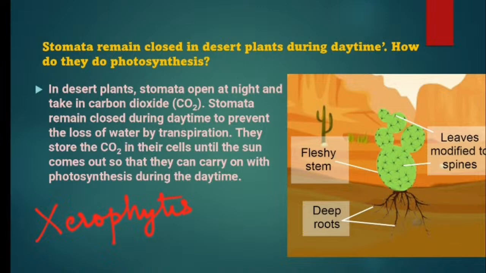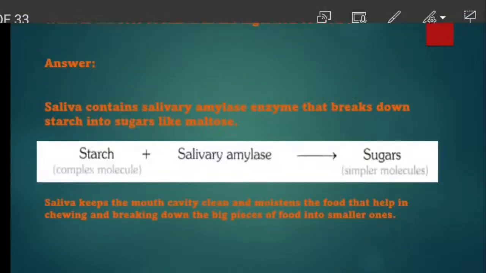They store the carbon dioxide in their cells until it is daytime, and then they carry out photosynthesis during the daytime using the stored carbon dioxide. Stomata are open only at night in the desert plants. All right, so this is the question that is often asked for 2 marks. All right, moving down to the next question.